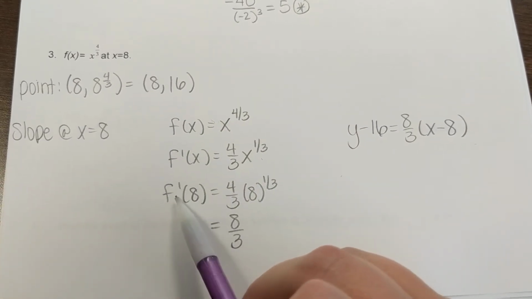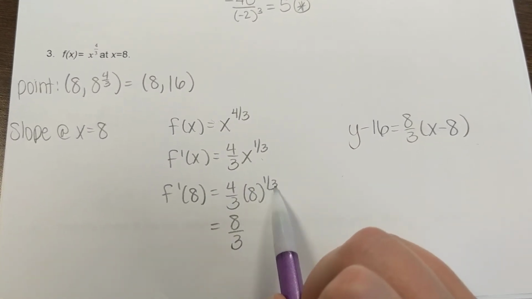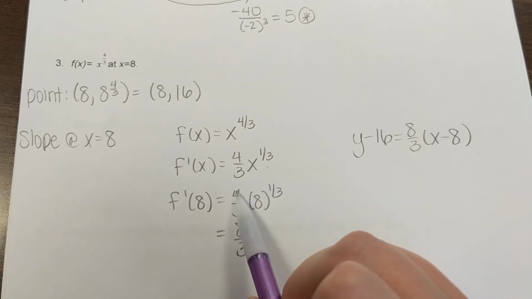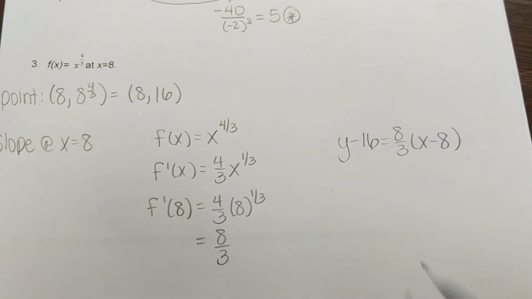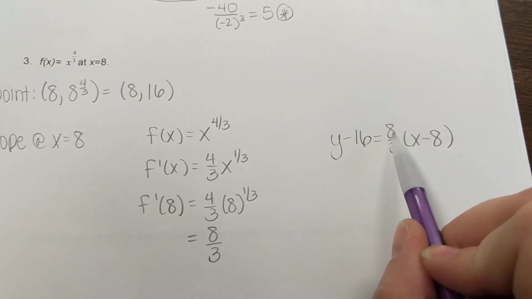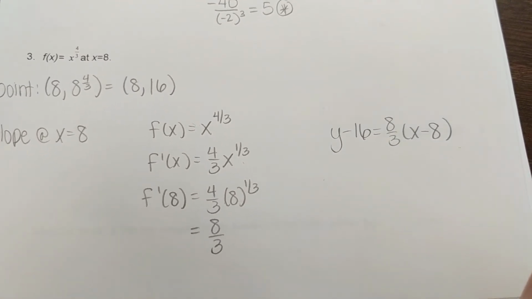And then we find that slope at 8. So the cube root of 8 is 2 times 4 thirds is 8 thirds. And so our equation is y minus 16 equals 8 thirds times x minus 8.